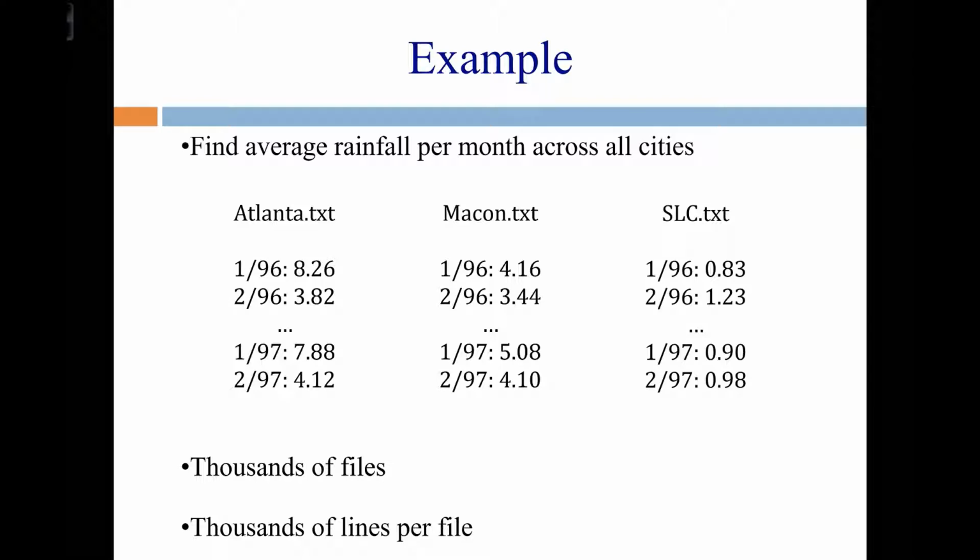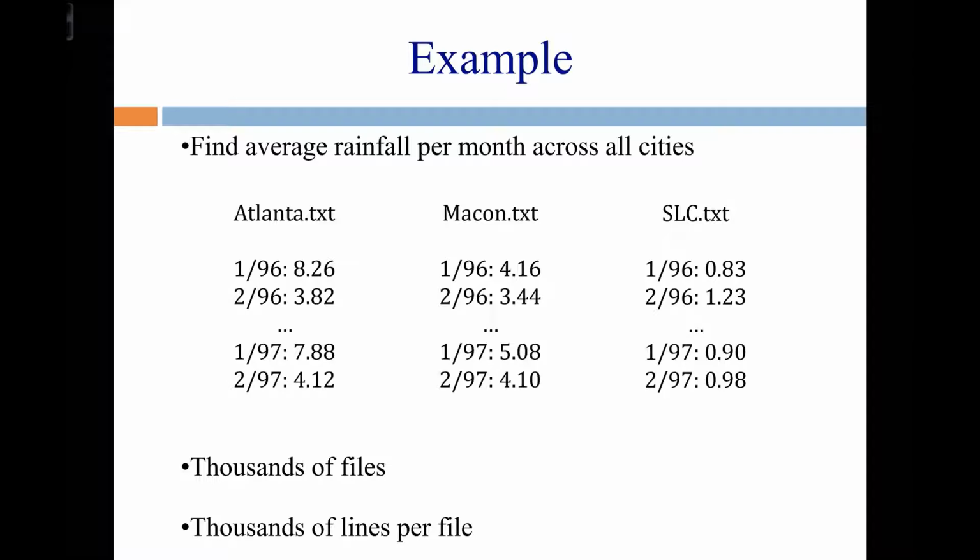Say you want to find the average rainfall per month. So what is the average rainfall for January? And you have all this information distributed by cities. So Atlanta, SLC, say there are thousands of cities. Let's look at the Atlanta file. For January 96, there were 8.26 inches. For January 97, there were 7.88 inches, and so on.